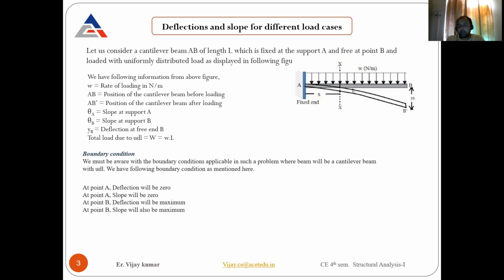So a cantilever beam is there. A is the fixed end, B is the free end, and there is a UDL over the entire span of magnitude w Newton per meter. If you see, this line in the diagram is the deflected shape. I want to calculate this y and the slope at the B end. That is what we need to find by using the double integration method.